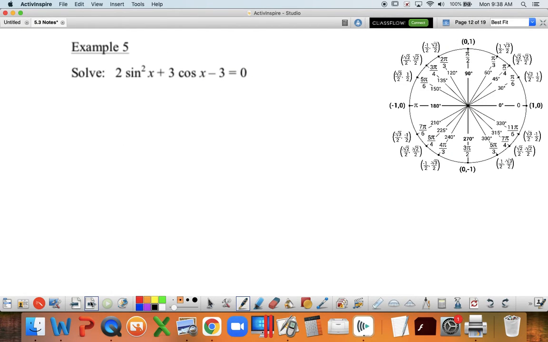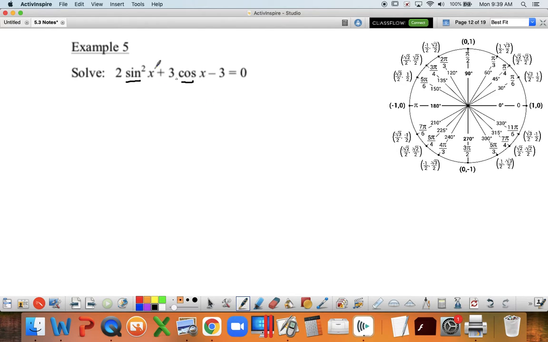All right, let's look at our next one. This one's getting a little bit tricky. What I notice when I see this is I have both a sine and a cosine, and that is no bueno. We do not want two different trig functions unless we can have a GCF. Remember when we had cotangent x in there as well as cosine squared? Well, we were able to factor out the cotangent because it existed in both terms.